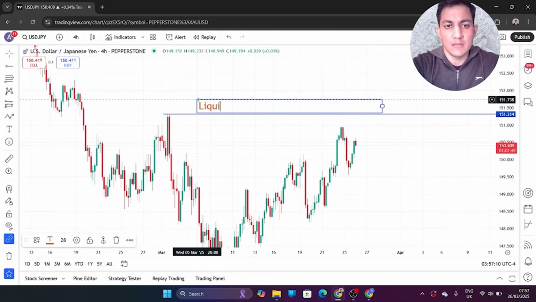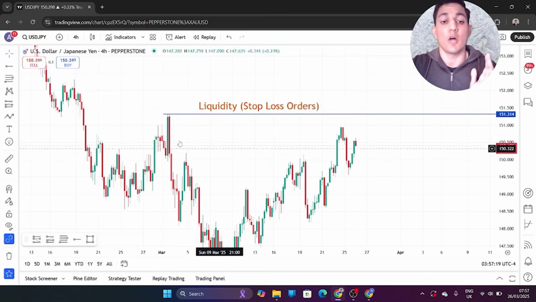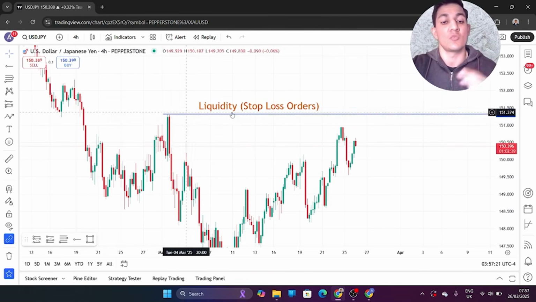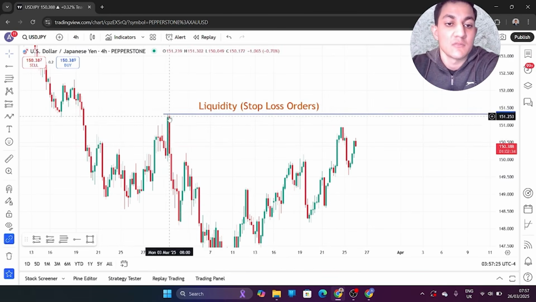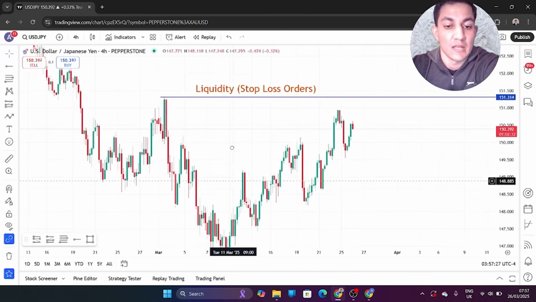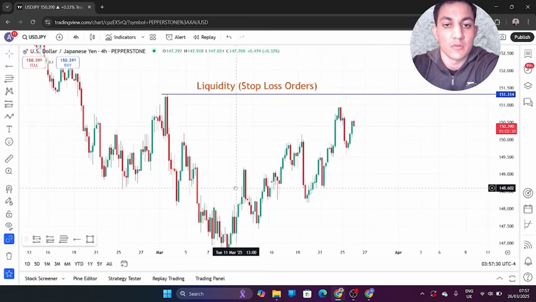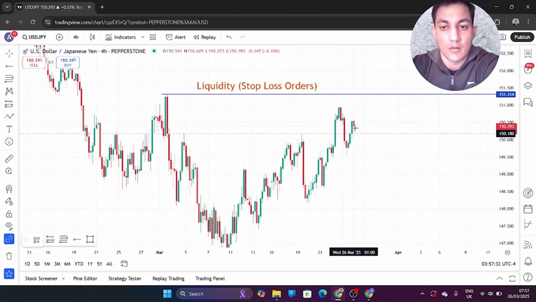So right here is liquidity. And for those who always get confused about what liquidity actually is, it's just stop loss orders, right? It's where the money is, because these large banks and hedge funds can only get into and out of their positions where there are billions and billions of dollars. On dollar yen, on the 4-hour chart, there are billions of dollars at this high here, right? And at this low here, right? Very, very important. So price is going to go and target these highs here.